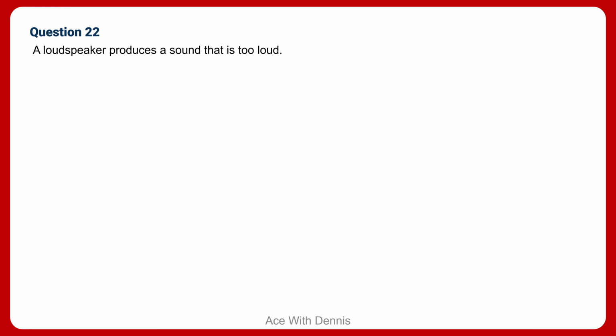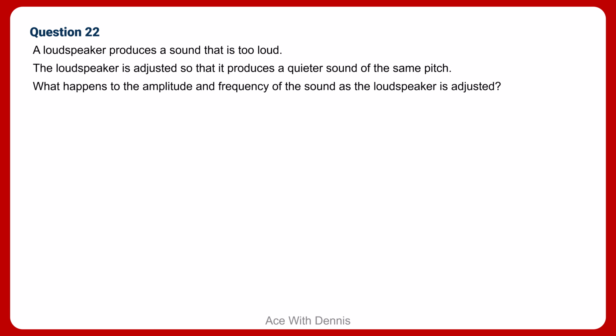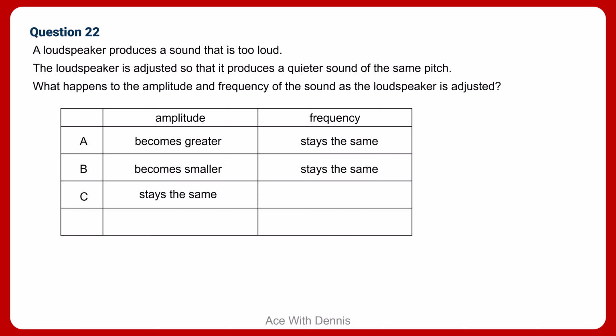Question 22. A loudspeaker produces a sound that is too loud. The loudspeaker is adjusted so that it produces a quieter sound of the same pitch. What happens to the amplitude and frequency of the sound as the loudspeaker is adjusted? Option A. Amplitude becomes greater, while frequency stays the same. Option B. Amplitude becomes smaller, while frequency stays the same. Option C. Amplitude stays the same, while frequency becomes smaller. Option D. Amplitude stays the same, while frequency becomes greater.